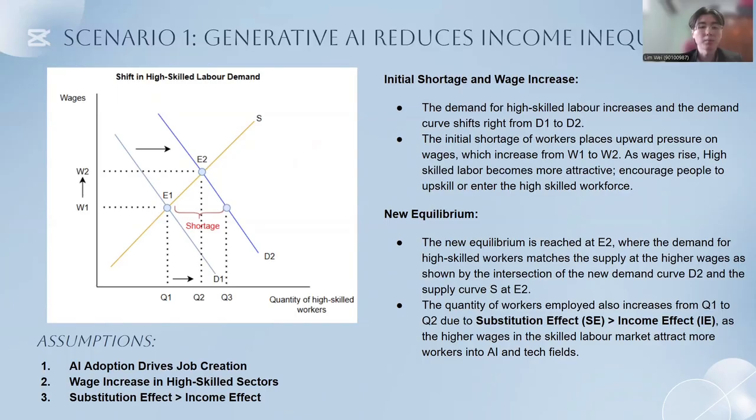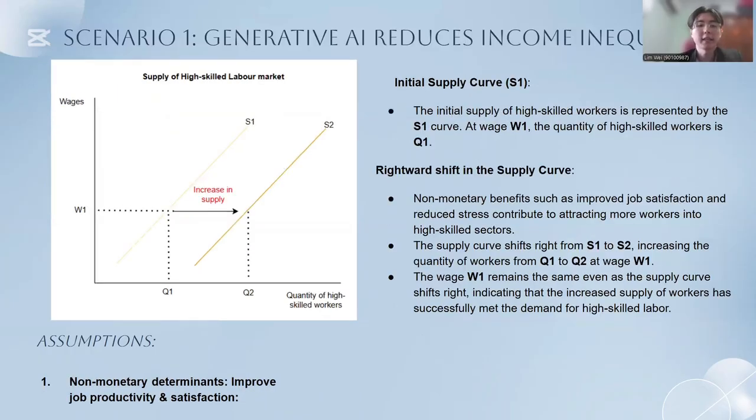to Q2. Now, let's consider the supply side. The initial supply curve is S1. Thanks to non-monetary benefits like improved job satisfaction, work-life balance, and reduced stress, more workers are drawn to these sectors. This causes a rightward shift in the supply curve from S1 to S2. As a result, the number of high-skilled workers increases from Q1 to Q2, even while the wage level remains stable at W1, meeting demand efficiently.